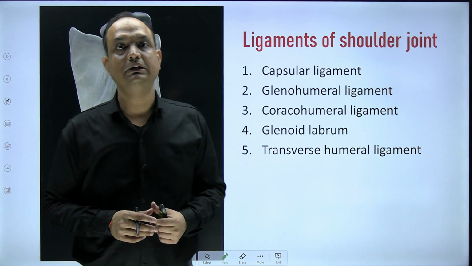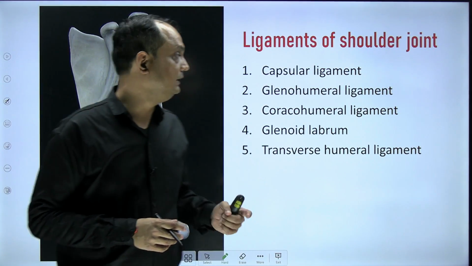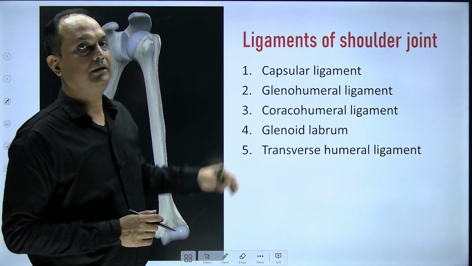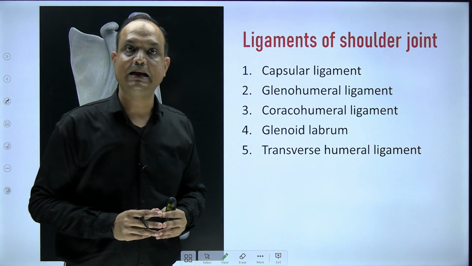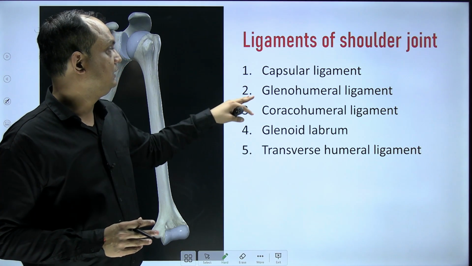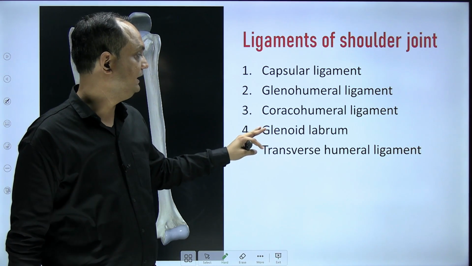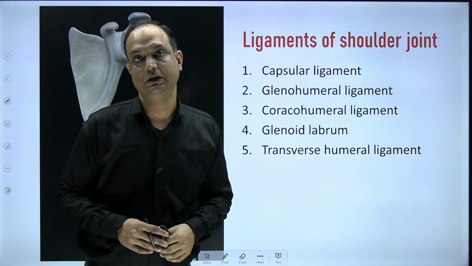When you study the ligaments of the shoulder joint, you will find five named ligaments: the capsular ligament, also known as the fibrous capsule of the shoulder joint, the glenohumeral ligament, the coracohumeral ligament, the glenoid labrum, and the transverse humeral ligament.